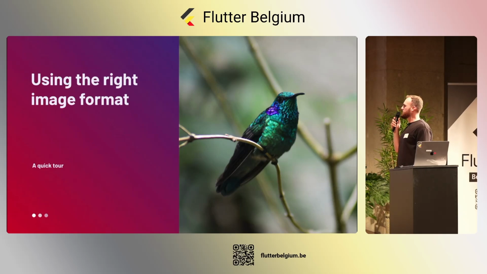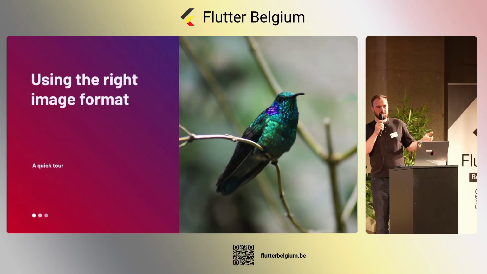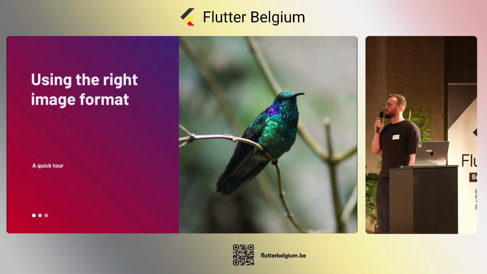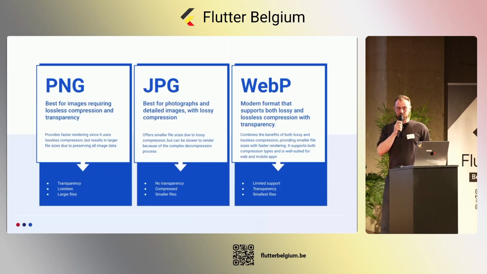And now we're going to the main topic actually, and that's using the right image format. I think everybody knows that there are different image formats. Mostly known are JPEG and PNG. Those are the first two here. PNG is actually the best one for images requiring lossless compression and transparency. It provides actually faster rendering than JPEG, I will explain later, but it's basically because it has lossless compression. It has a larger file size overall than JPEG when you have a normal image.